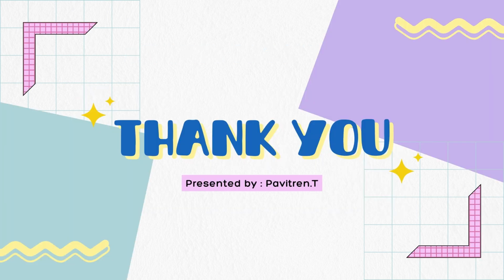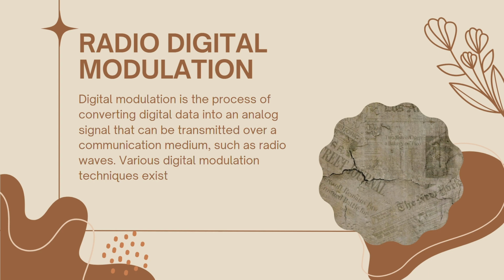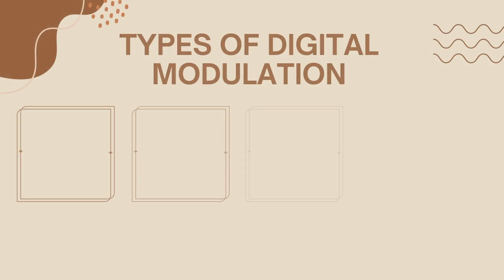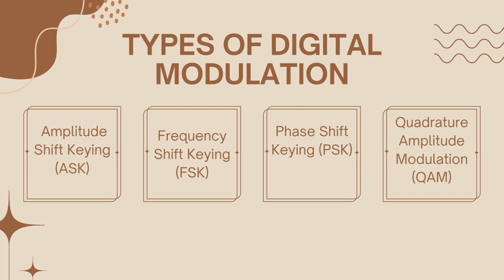Thank you. Digital modulation is the process of converting digital data into an analog signal that can be transmitted over a communication medium such as radio waves. There are various digital modulation techniques that exist. These are the types of digital modulation.